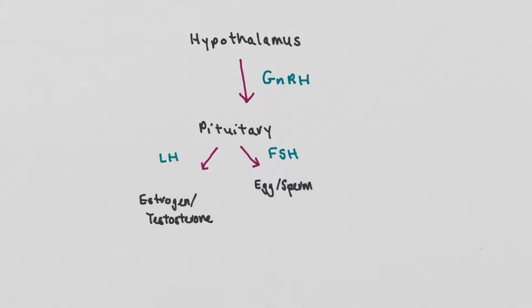So, for instance, luteinizing hormone causes the release of a reproductive hormone from either the testes or the ovaries. If it's a female, luteinizing hormone will stimulate the release of estrogen and progesterone, and it will also cause the release of testosterone in males. And in the female, follicle stimulating hormone will stimulate the production of eggs, whereas follicle stimulating hormone in males will stimulate the production of sperm.